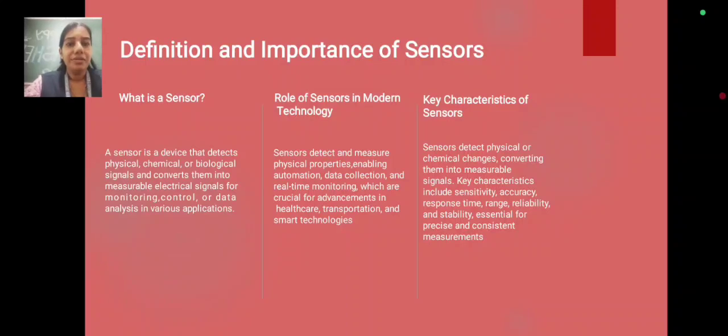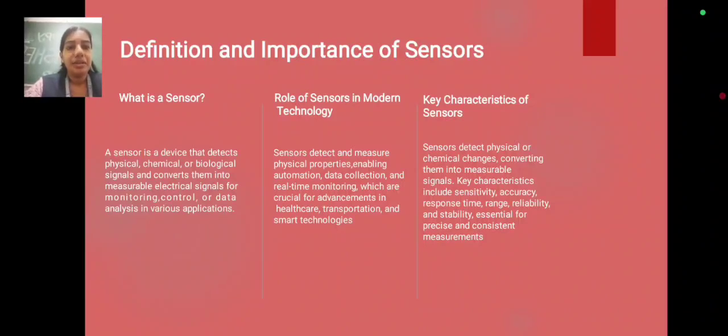First we will see what is a sensor and its applications. Before going to applications, let's see what is the definition of a sensor. A sensor is a device that detects physical, chemical or biological signals and converts them into measurable electrical signals for monitoring, control or data analysis in various applications.